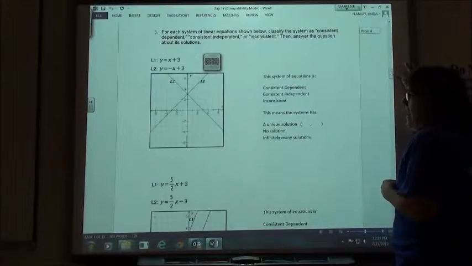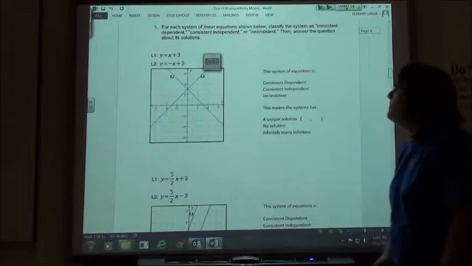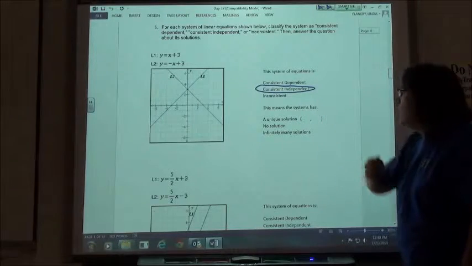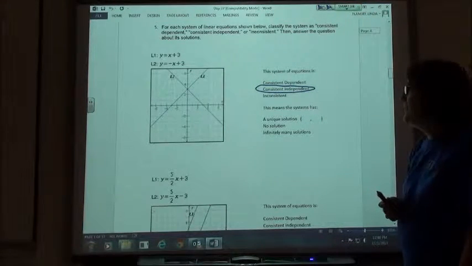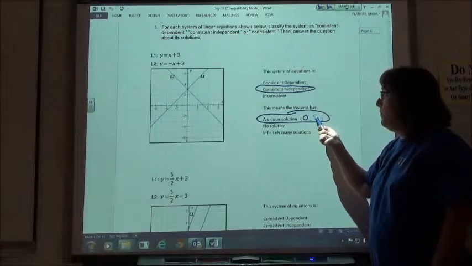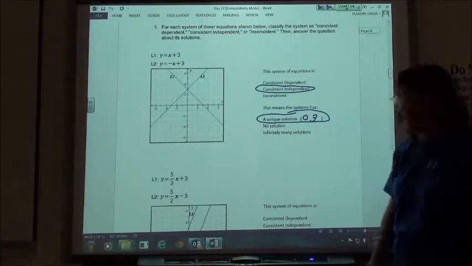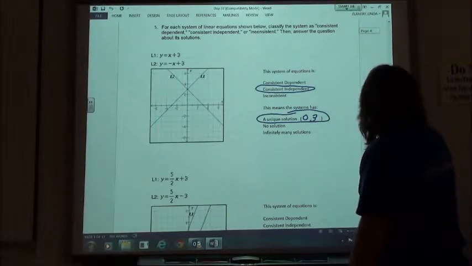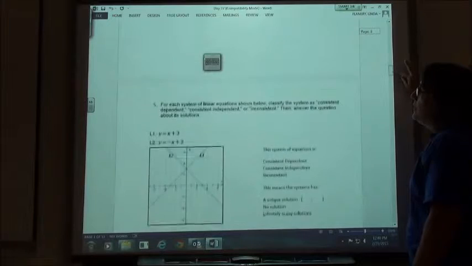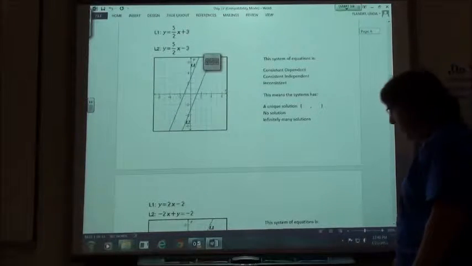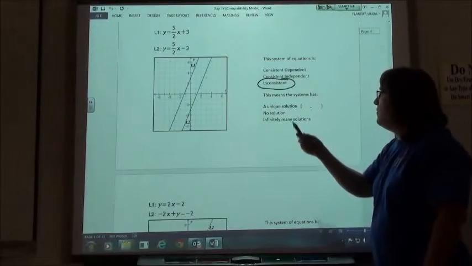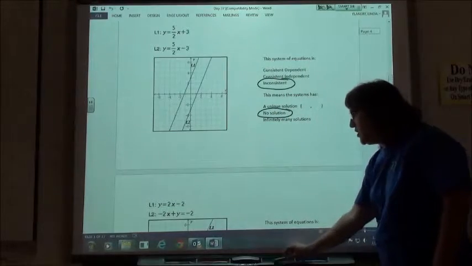So number 5. That first one is what? Consistent independent. And what does it have for solutions? It has a unique solution at (0, 3). Right? If I count up, there should be one at (0, 3). The second one on number 5, I've got those 2 lines that are parallel, so those are inconsistent and have no solution because they never touch each other.